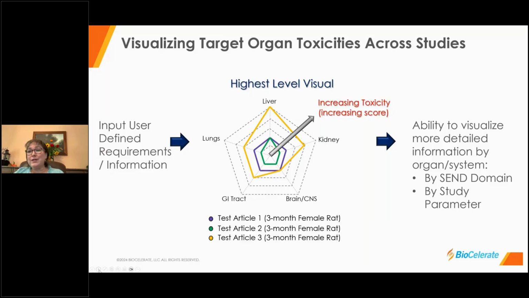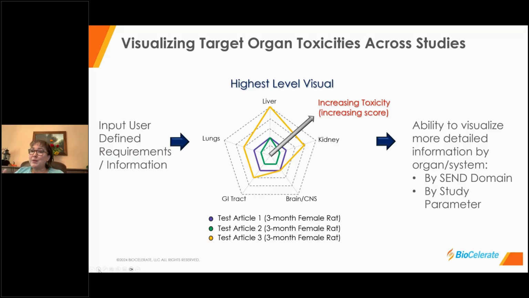And as you have an increasing score, that indicates you have an increasing toxicity in that particular organ or organ system. So how I would read this is that test article number 3 has a significant toxicity profile in the liver, followed by the kidney and the lungs, GI tract, but then the brain, CNS, not so much, pretty much similar to the other 2 test articles.